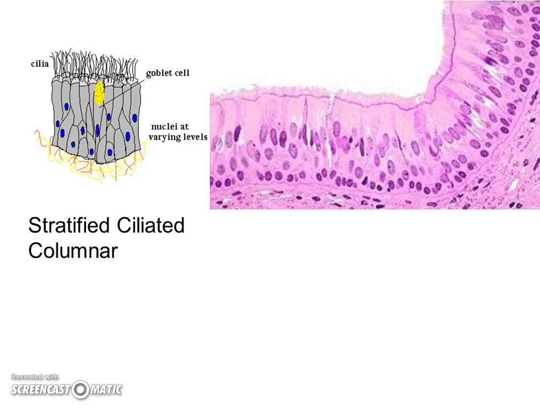At the apical end, we have hair-like extensions called cilia. So this would be stratified cilia, or more precisely pseudostratified cilia. I don't know, to me it looks like the ends of a brush.